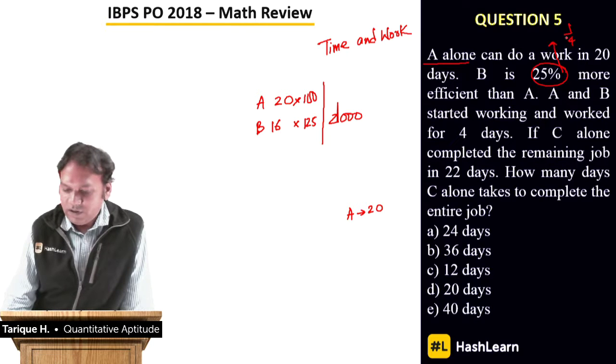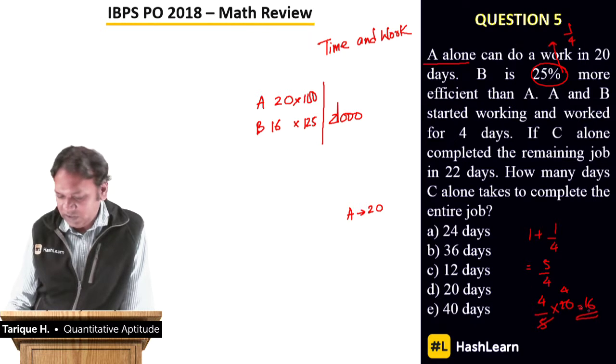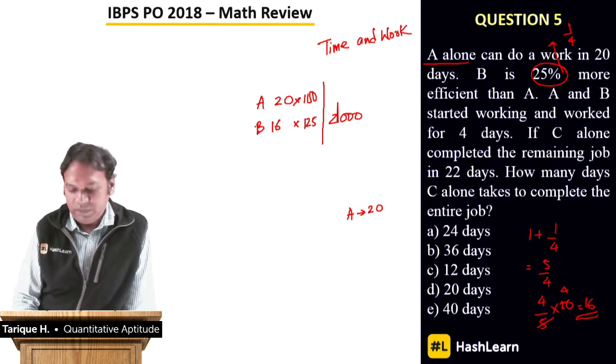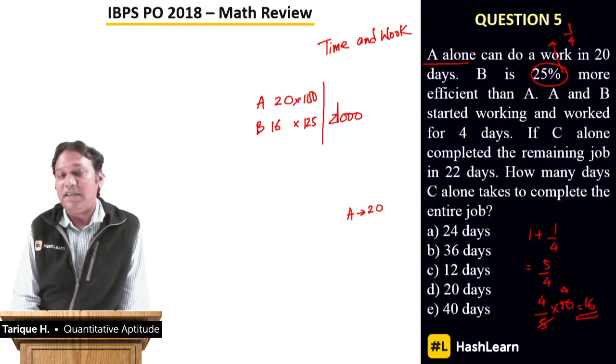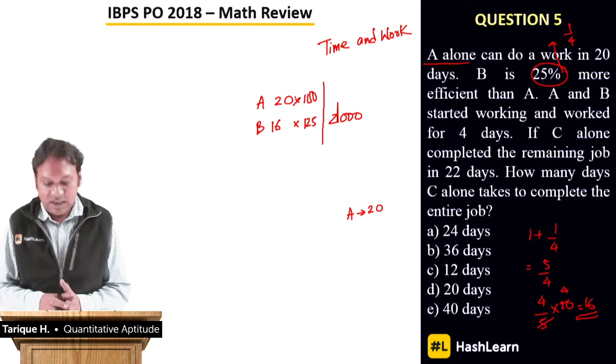So 1 plus 1 by 4 is equal to 5 by 4. Then if you take it as 4 by 5 and multiply with 20, you will get 16 days. Directly you can find out the number of days taken by B. Or you can take efficiency as 100 and solve. Both ways I am showing you how to work it out and get the efficiency directly.